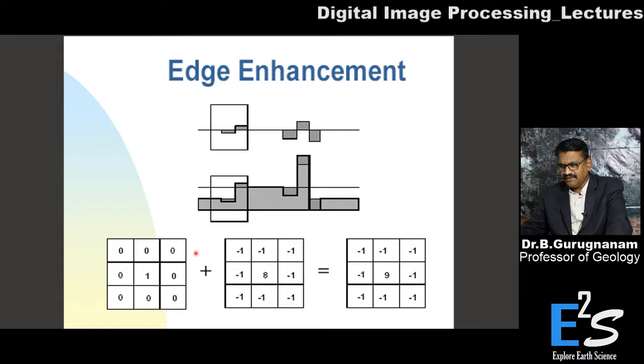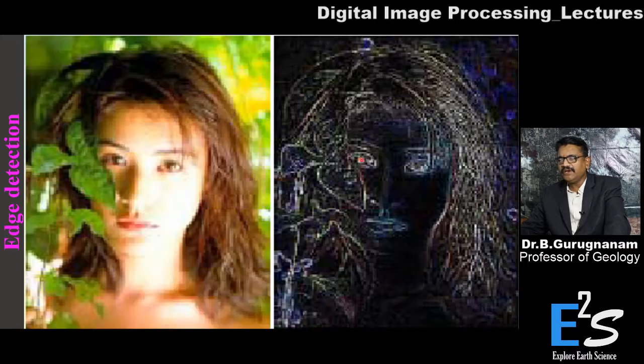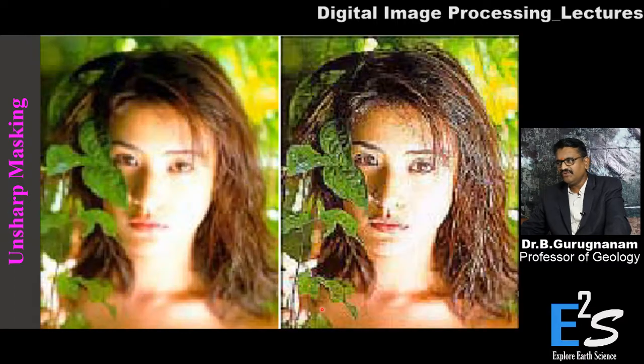This is the kernel. I am going to superpose this so that the center value will be highlighted. This is the end result of it. If you move your kernel like this, automatically the edges of the features will be enhanced. You will be able to interpret either a lineament or linear features, or a river, or a road, or anything. You can do it by using this one.